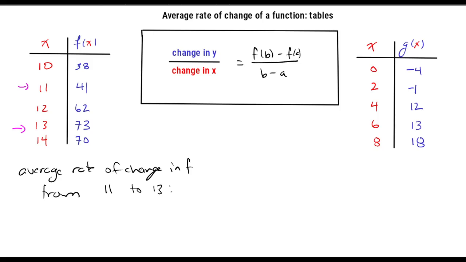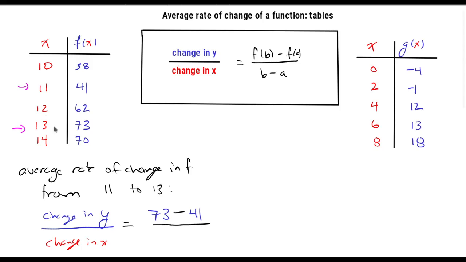So we've got to find the change in y, or the change in f of x, and then divide it by the change in x. The change in y: at the end we're at 73. Y is 73 at the end, but where we started, it was 41. So we take 73, we subtract 41, and then the change in x. At the end it's 13. At the start, it was 11.